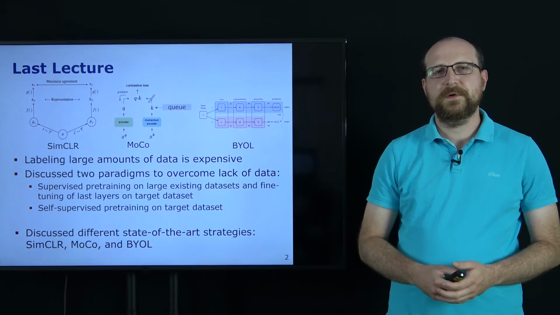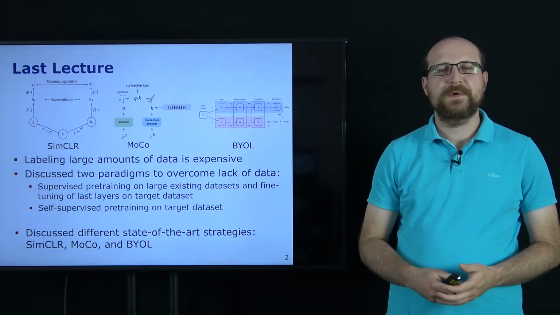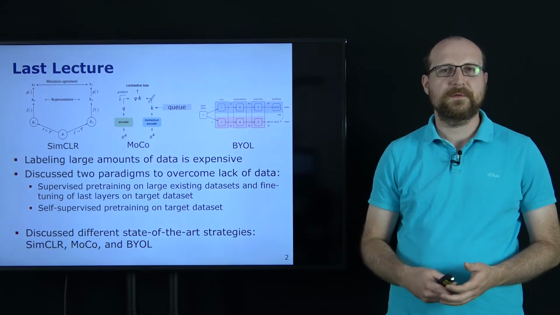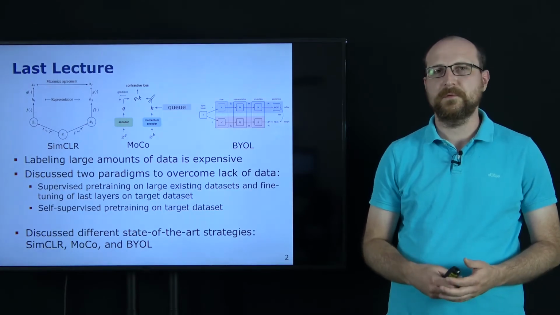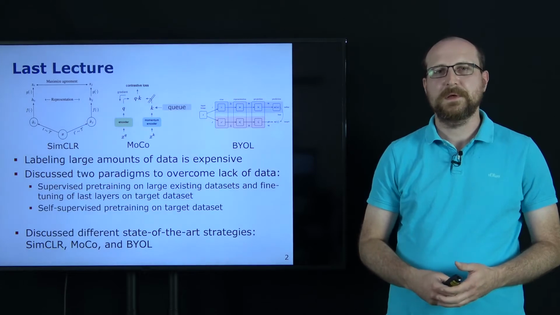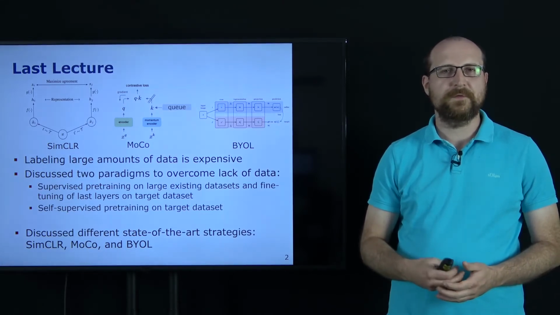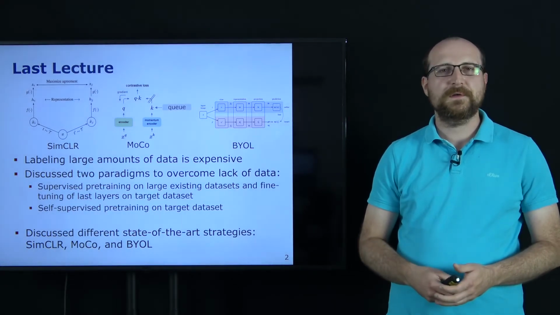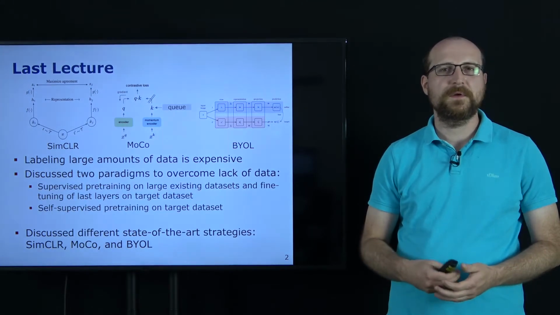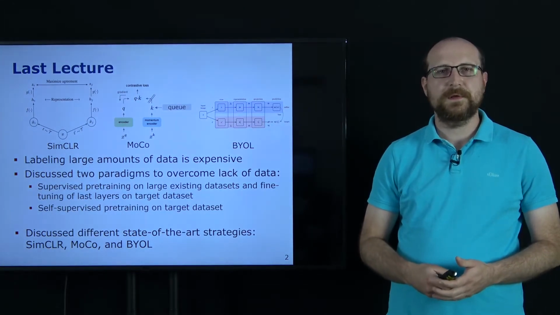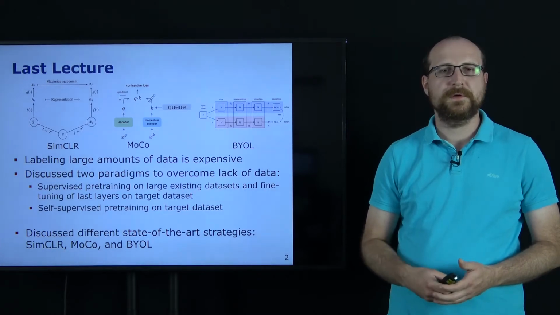In the last lecture we talked about that always labeling a large amount of data is very expensive and not something that we want to do always when we want to solve a novel task on a new data set. To overcome this we discussed two different methods. The first was supervised pre-training, where we use an existing data set to learn weights for our convolutional network and then only fine-tune the last layers. By using this, we can then use very few labeled images for learning a novel task.